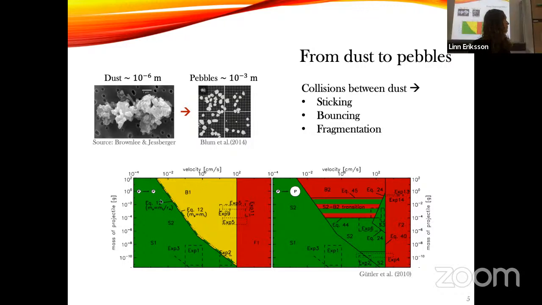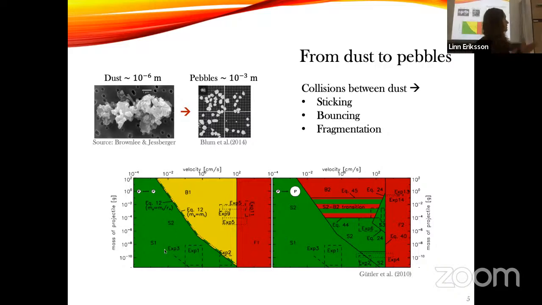And here is the model for porous particles. So they separate between equal-sized particles and unequal-sized particles. And basically what this shows is that if you have a low collisional velocity, like here, then it's very likely to do the sticking. But the higher the collisional velocity, the more likely it is to lead to fragmentation. And it also shows that if you are of smaller particle, it's more likely to lead to sticking.